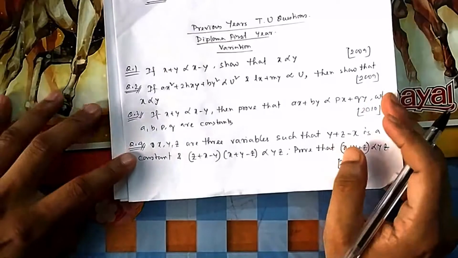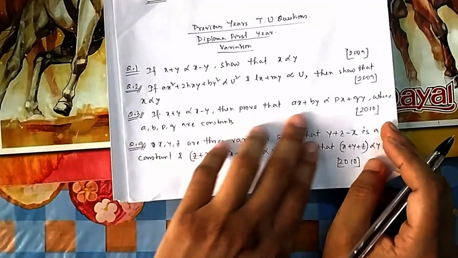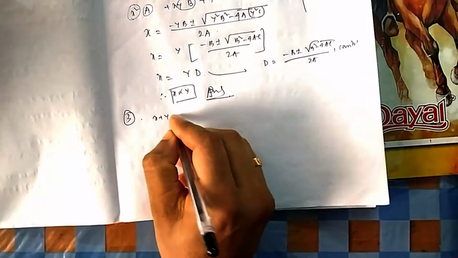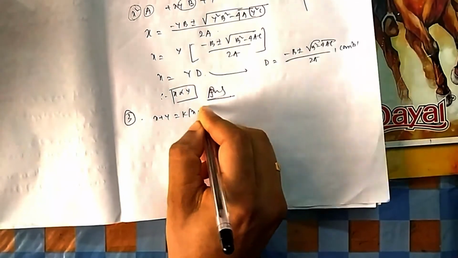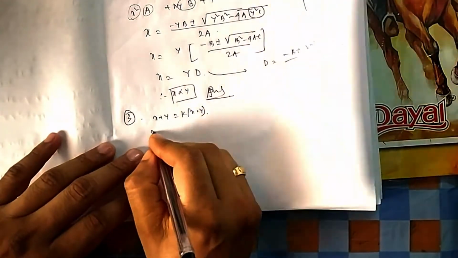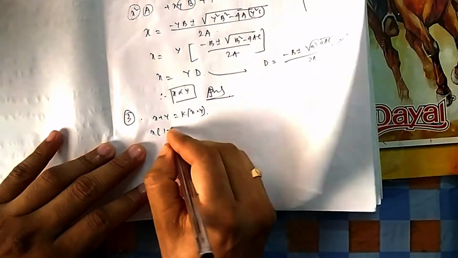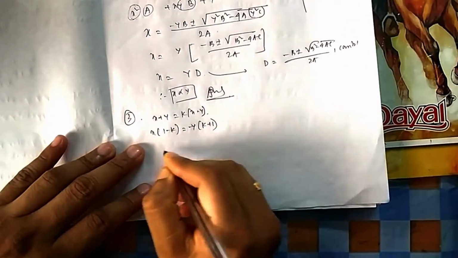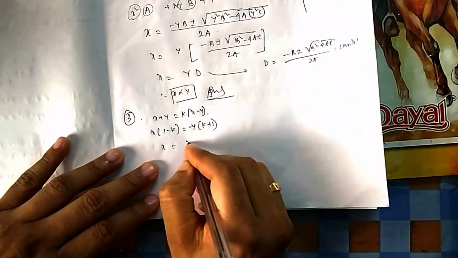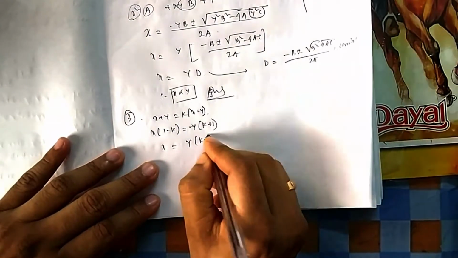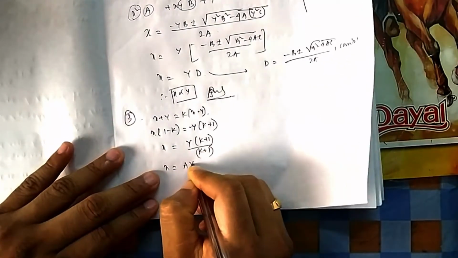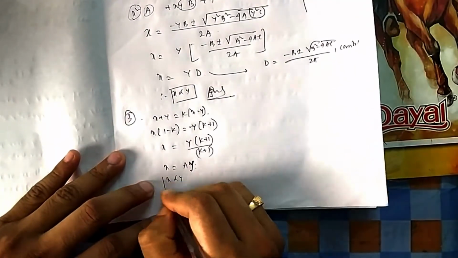Now if you come to the third one: if x plus y is proportional to x minus y, then prove that ax plus by is directly proportional to px plus qy. So this is given to you, x plus y is equal to k into x minus y. This one you have seen in the first question. So it will be 1 minus k; if I take y common, minus y, k plus 1. That means x is equal to y into k plus 1 by k minus 1.